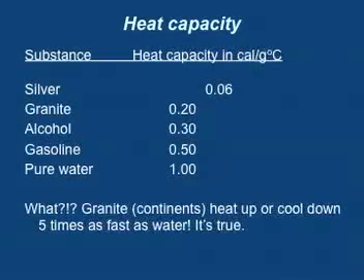Now, this is a real quick slide to look at. Granite, okay, there's our typical continental rocks. It only takes 2/10ths, 1/5 the amount of energy to heat up rock that it does to heat up water. And you can see alcohol and gasoline, but we're really interested in continents and ocean. And so the oceans will absorb 5 times as much energy before the temperature changes than the continents will. And this is going to cause some interesting relationships. So continents are going to heat up and cool down much, much faster than the ocean.